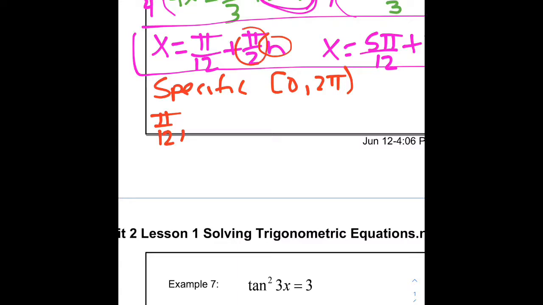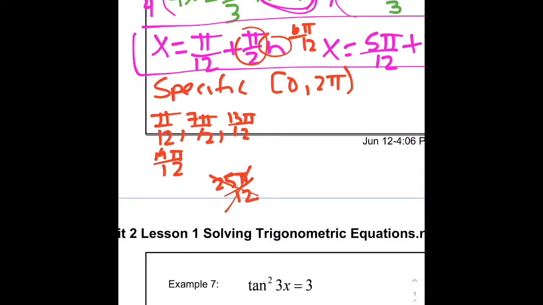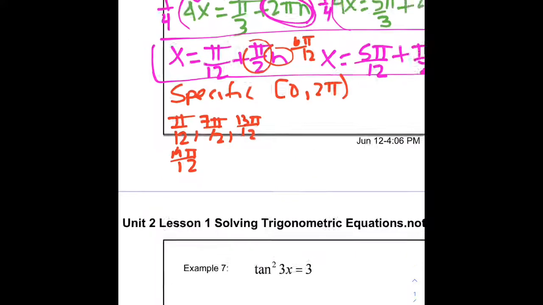So just go ahead and convert pi over 2 into 12ths. So that's going to be 6 pi over 12. If I add it to pi over 12, that gives me 7 pi over 12. If I add another 6 pi over 12, it's 13 pi over 12. If I add another 6, I get 19 pi over 12. And if I add another 6, I would get 25 pi over 12, and it is not necessary to write that because it exceeds 2 pi. It exceeds my interval. 24 pi over 12 is equivalent to 2 pi, so I don't have to go past that. So you got 4 solutions just from that one factor.